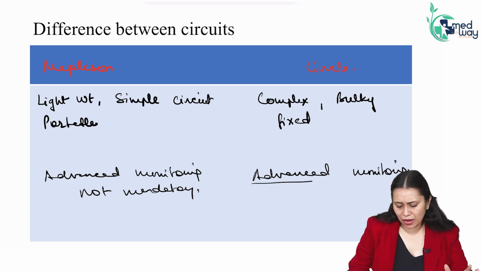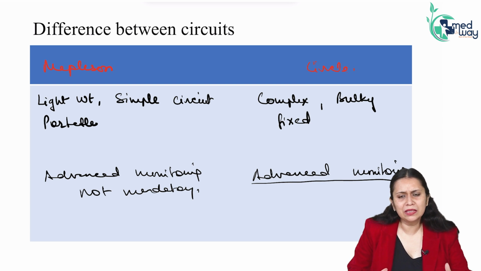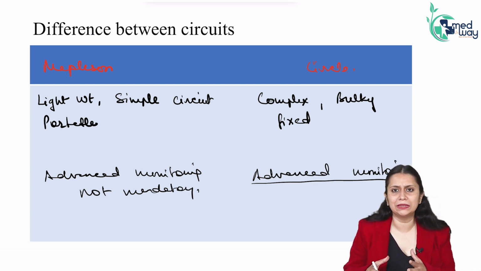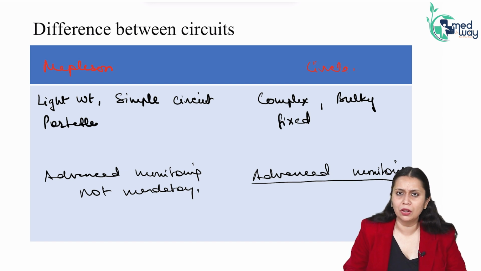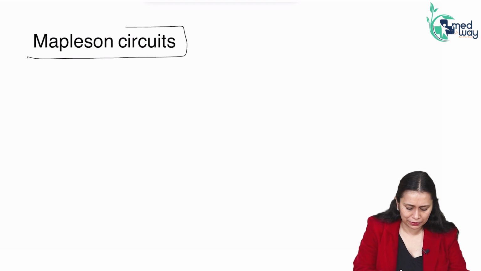Well, if we need advanced monitoring and we have it, circle system is best, undoubtedly. So no doubt, circle system is the best circuit we have today. Okay. Mapleson is still used in certain conditions where it is required because of its portability. Otherwise, we use circle system. Okay. Now we will discuss different types of Mapleson circuit. Maximum questions are asked on the Mapleson circuit, so we will discuss the different Mapleson circuits.